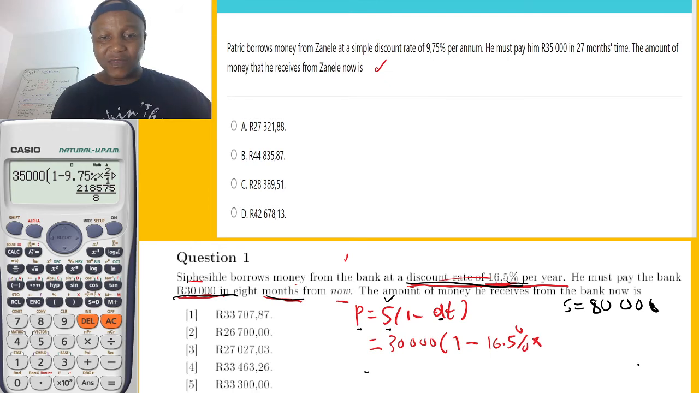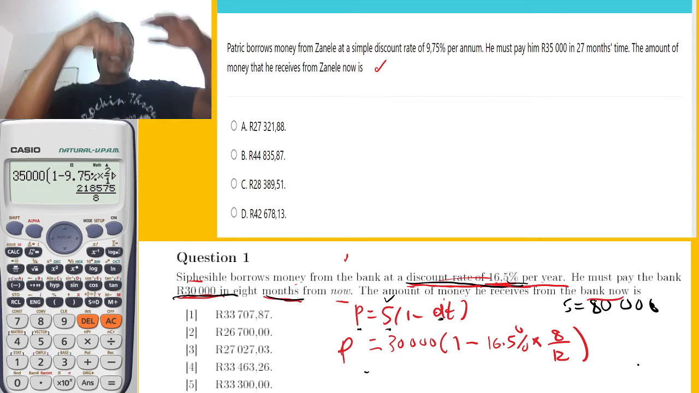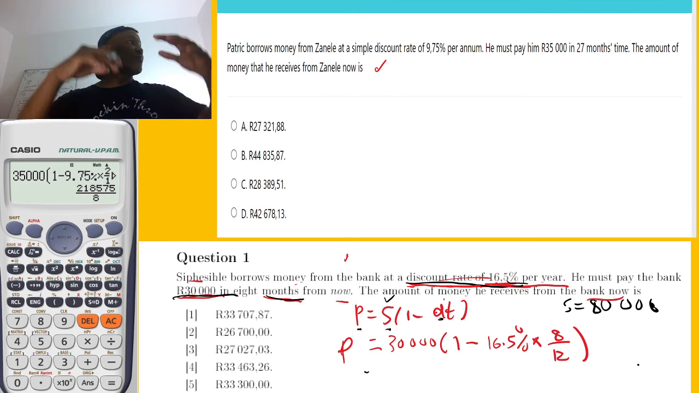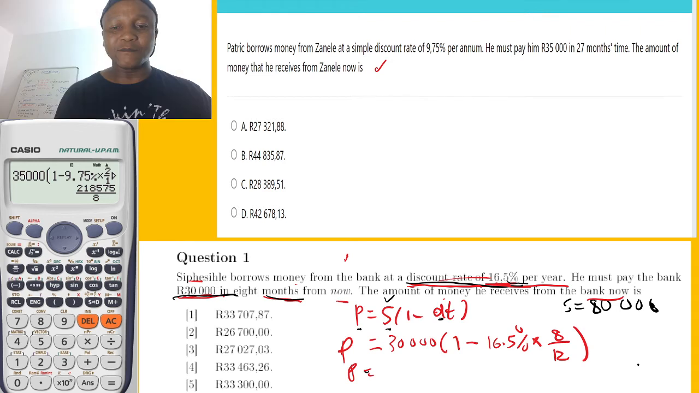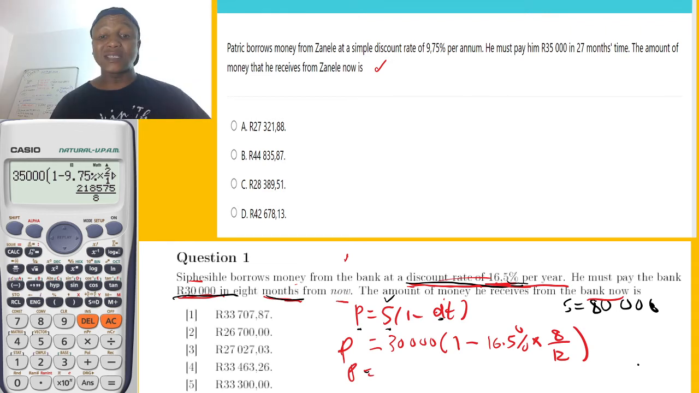8 months. So when I say 8 divided by 12, we're looking for the present value. That is the amount of money he's going to receive now, which means the present value. So we're going to plug this into the calculator, and I'll show you how we can do it.